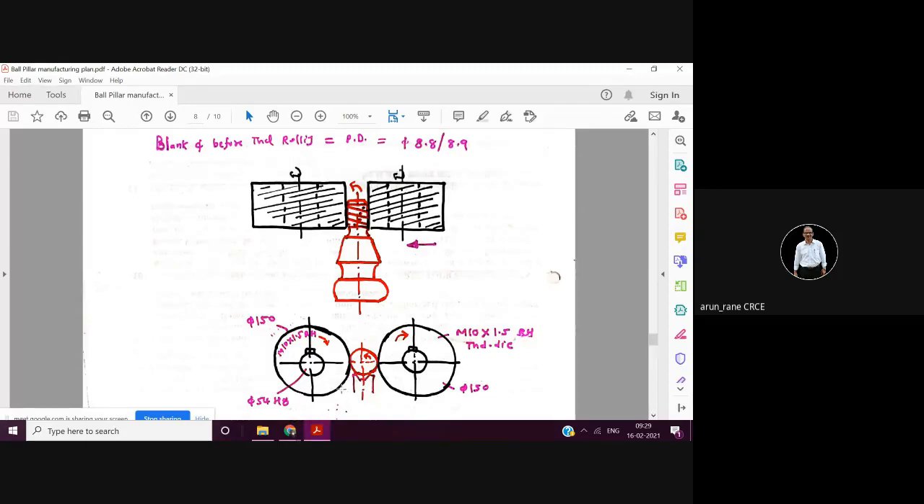The only reason it takes 5 seconds is because we have loading time and unloading time. So together it will take around 4 to 5 seconds for this threading. So the contact time is not much, so the damage to the threads is very less because of the V block.